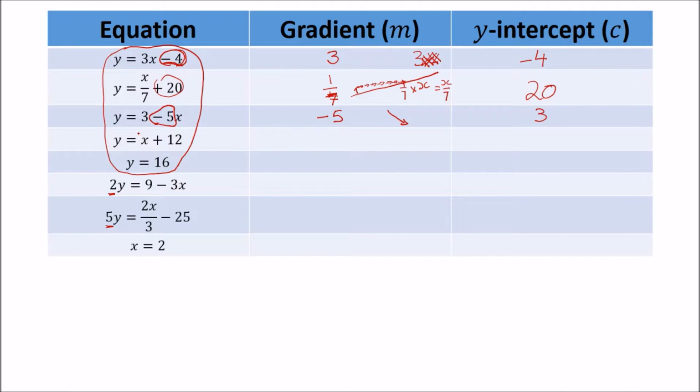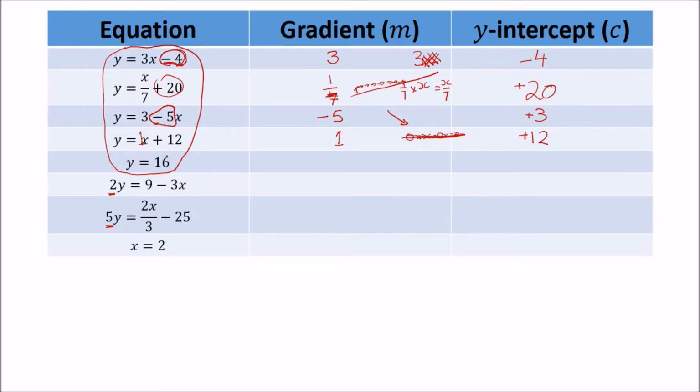Here we have an invisible 1 sitting in front of the x. If you said 0, you were wrong. If there was a 0 sitting in front of the x, 0 times x is 0x, which is 0. So only when you don't see an x at all is the gradient 0. So here it's 1. And y-intercept is 12, positive 12. And it's probably a good idea to put your positives on here just so that you know for sure when you go to graph them that it is a positive and you don't have to go back and double check, is there a negative here.